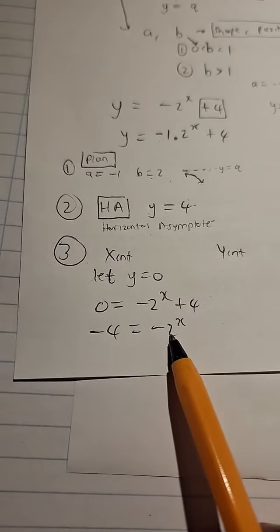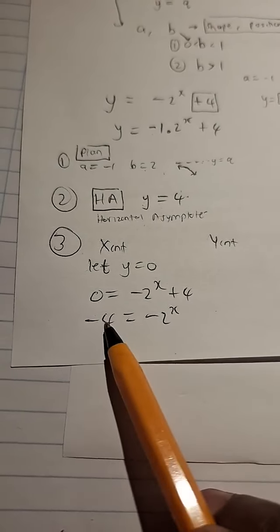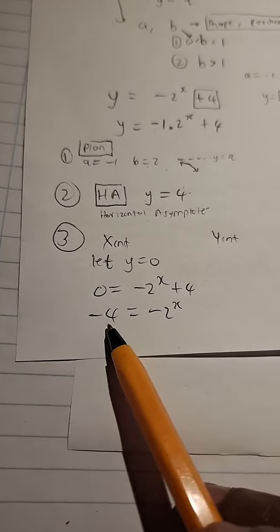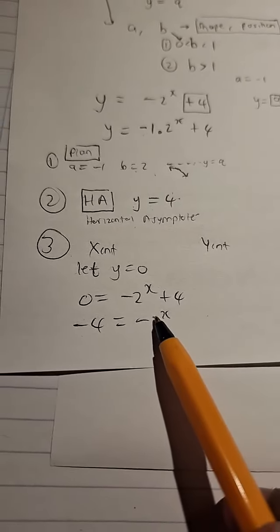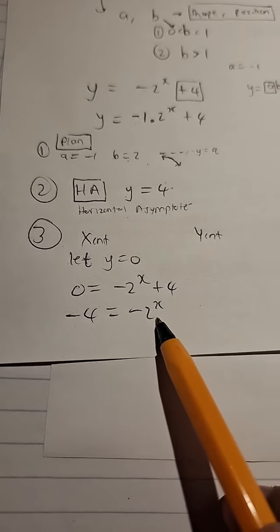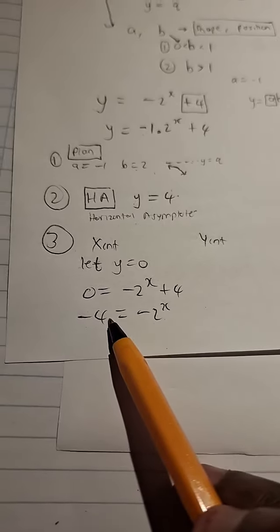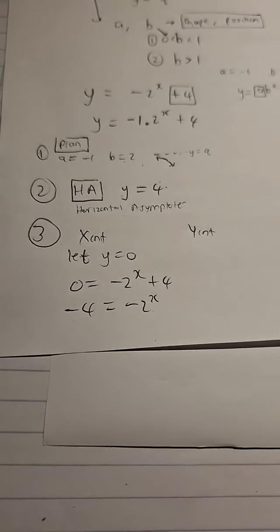That gives me negative 2 to the power x, and then the other side I take the 4 over, it becomes negative 4. Then of course you can see, guys, that this is an exponential base, and this side I've got the base 4. So you make the bases the same.